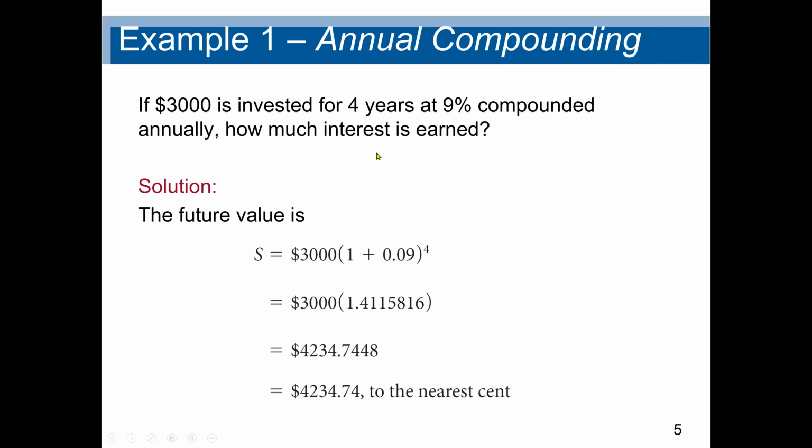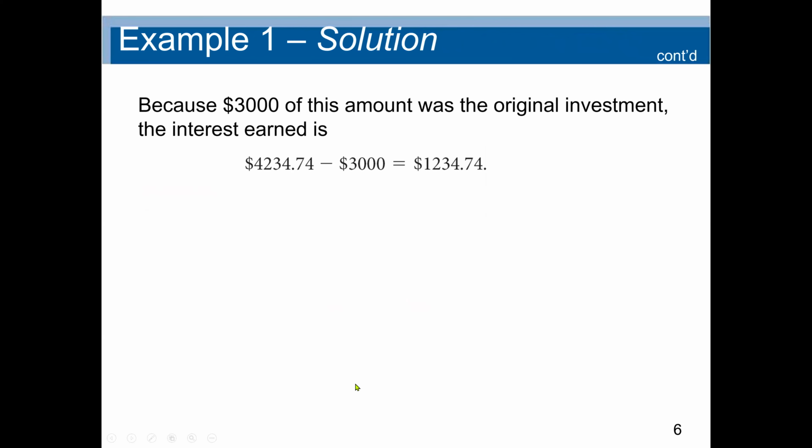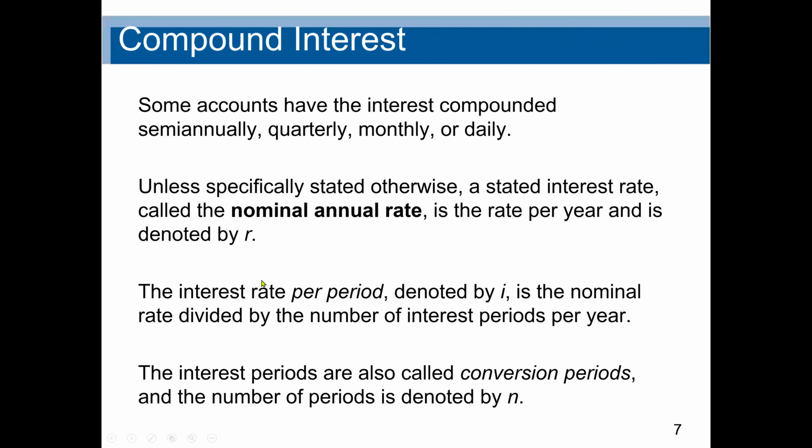Our question said we should find the interest. So we are going to subtract the future amount minus the principal amount. So the answer will be $1,234.74. So here we say some accounts have the interest compounded semi-annually, quarterly, monthly, or daily.